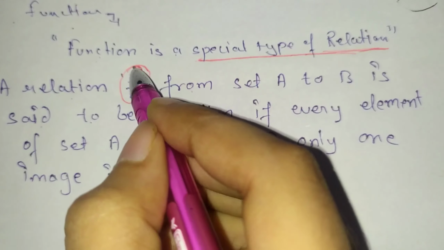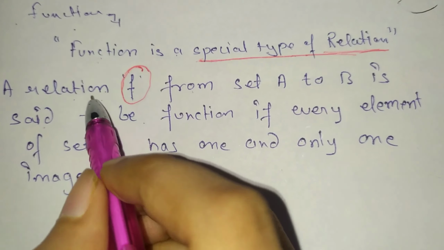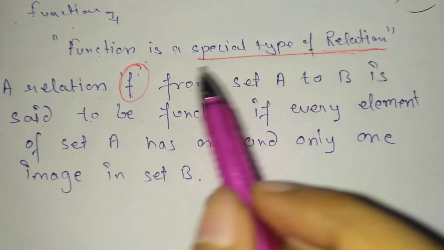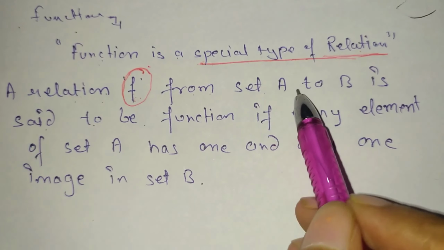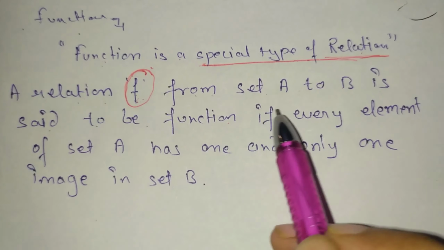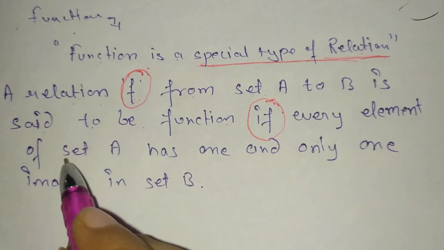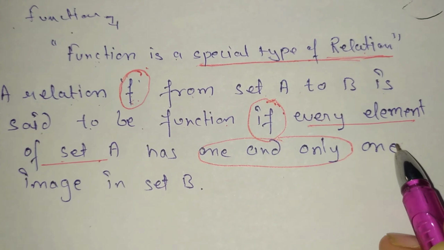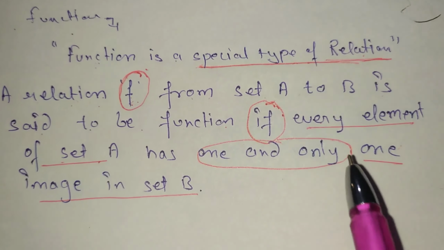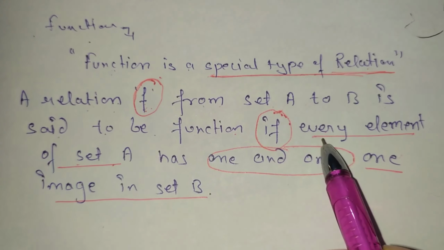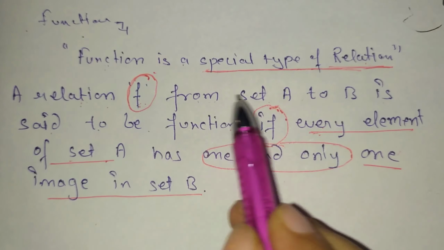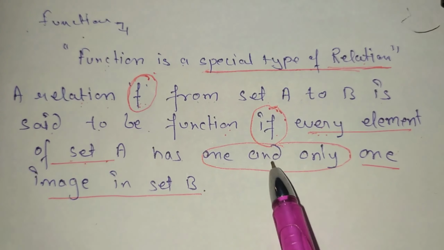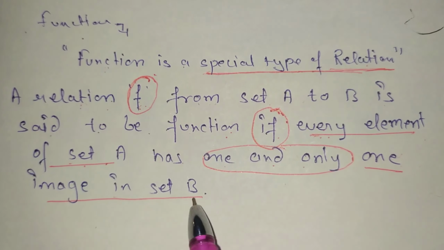A relation F. Note, we are talking about a relation F, not R, as a function is a special type of relation. So the relation F from set A to B is said to be a function if every element of set A has one and only one image in set B. Note it again: a relation F from set A to B is said to be a function if every element of set A has one and only one image in set B.